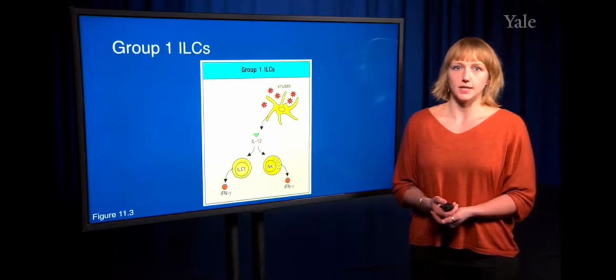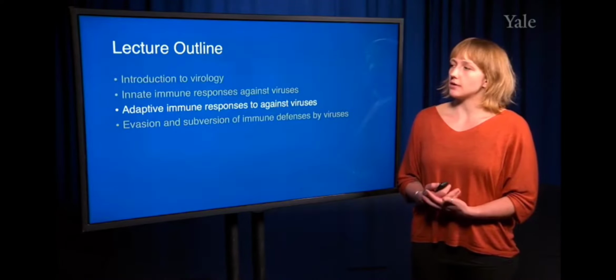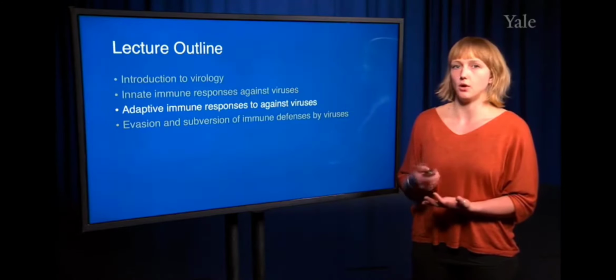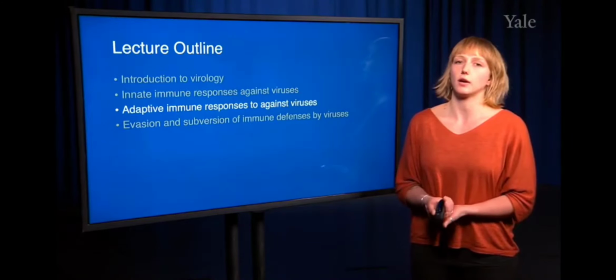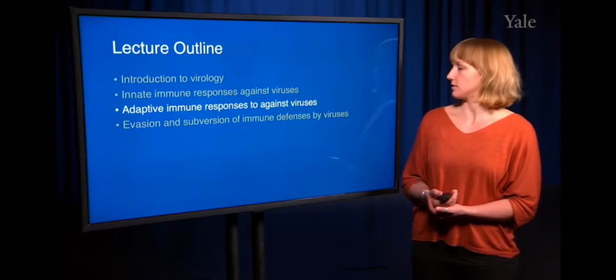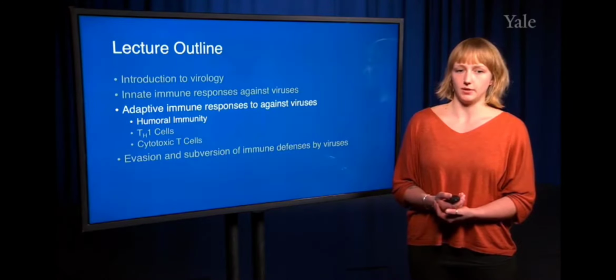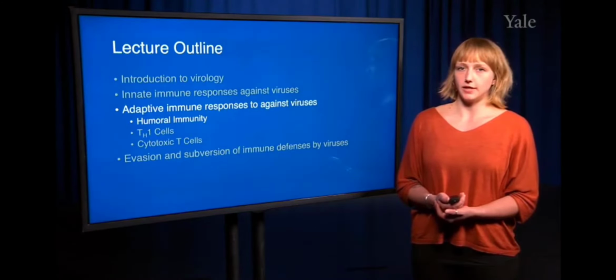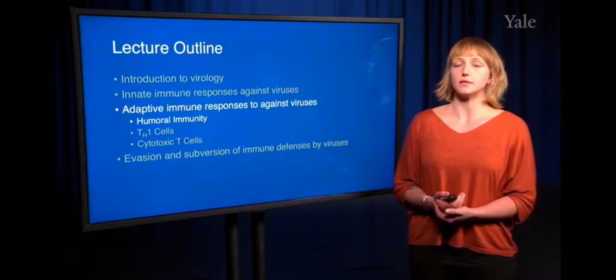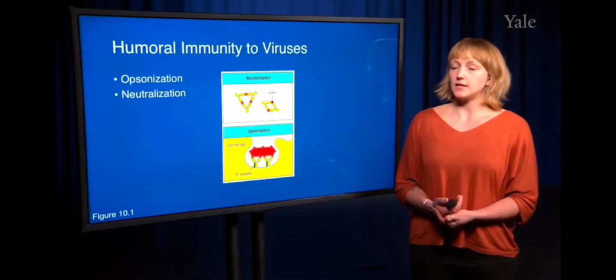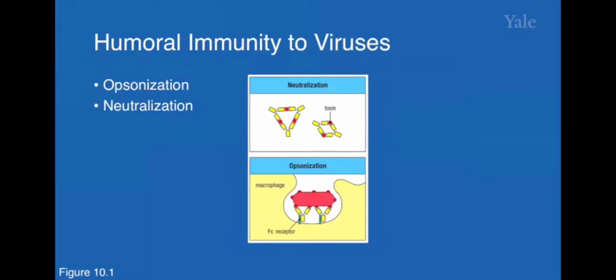So now that we've gone through the innate, let's dive into the adaptive side, because this holds another key to how we are able to combat viral infections. So first, let's start off with humoral immunity. So humoral immunity to viruses means that B cells will generate antibodies towards the viral pathogens. And this is really critical in two major points. First, opsonization and neutralization of the viruses.